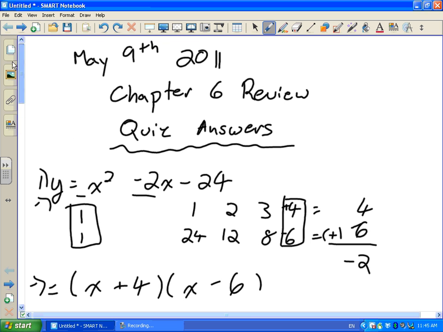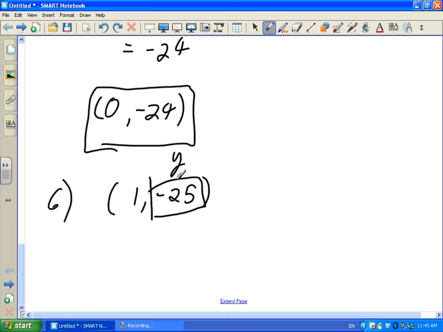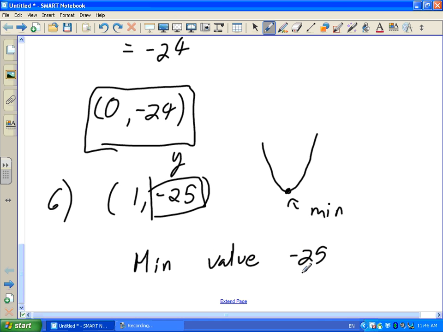So I go way back to the beginning. a was positive in this instance. So because it's positive, which way does it open? Upwards. Which means we're going to have a what? Minimum. So we have a minimum, and the value is, or the lowest part is, negative 25. You could have also put y is negative 25.